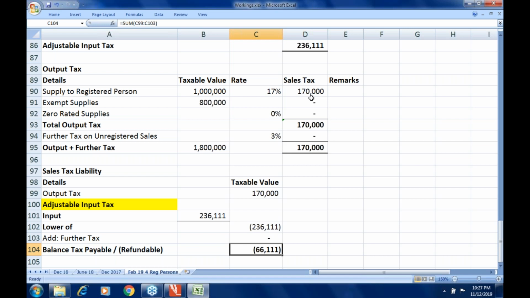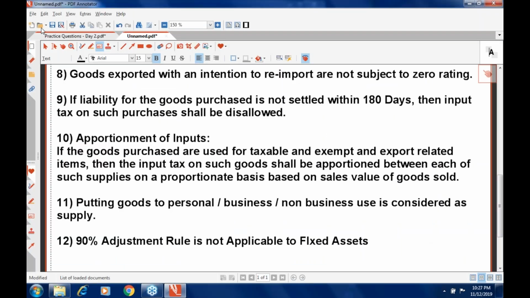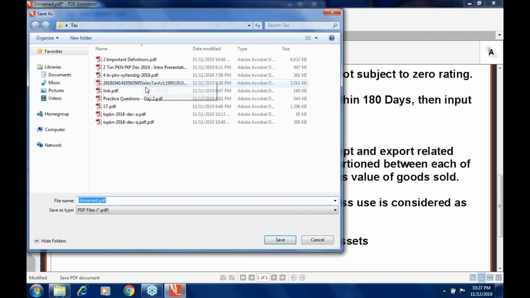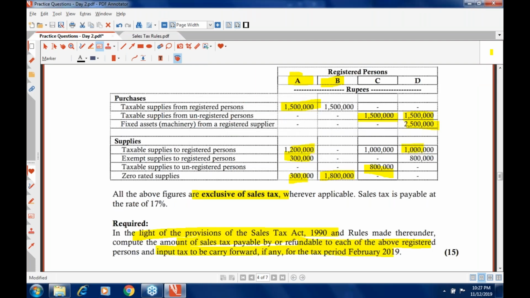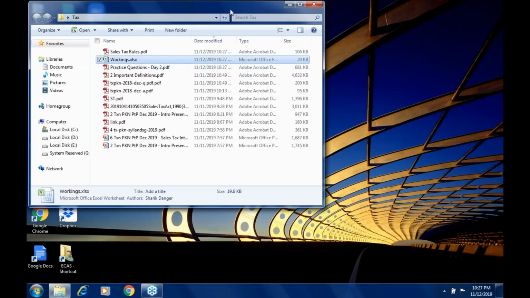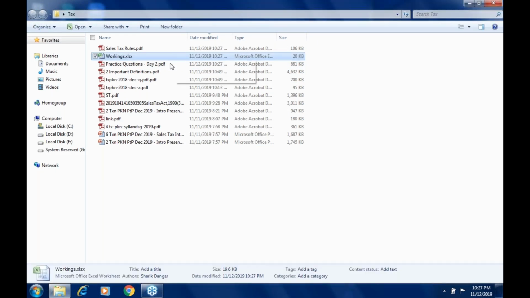If anyone has any questions, please do ask. Okay, so we have attempted this specific question where we have talked about the various aspects. I'm going to save this specific file also, where the various sales tax rules are mentioned, and it can be shared with you by our administrative team, so that you could benefit from it.